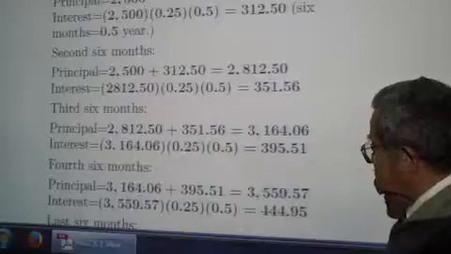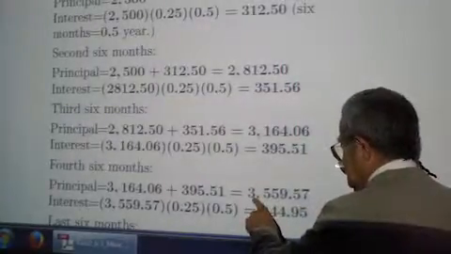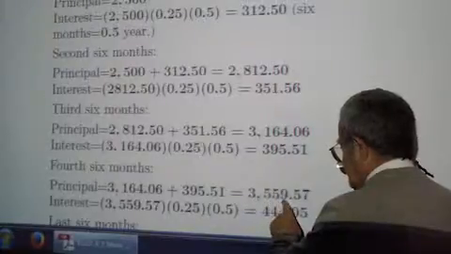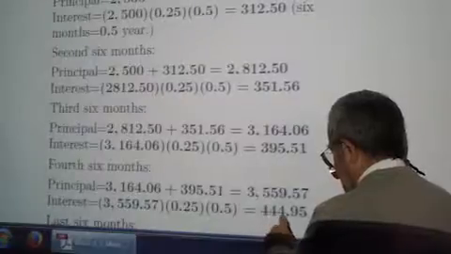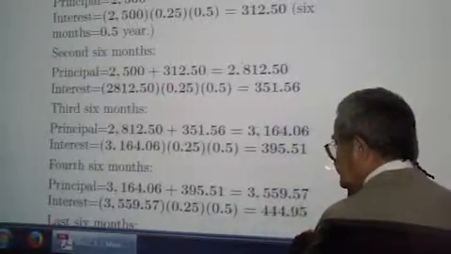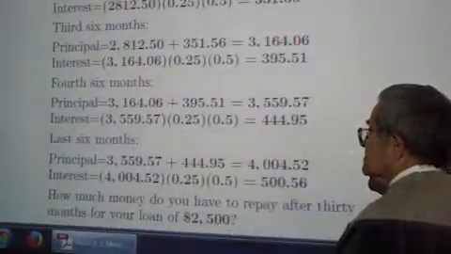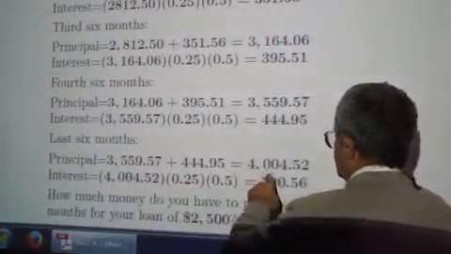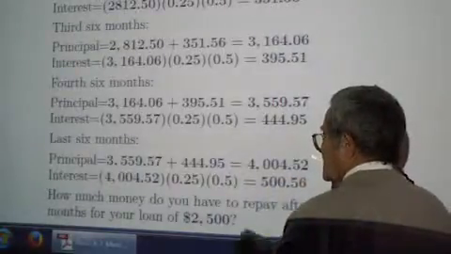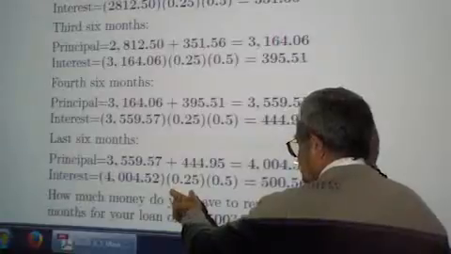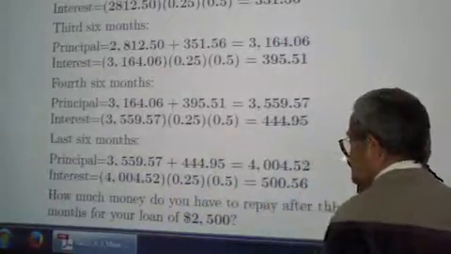So we are down to the last 6 months. The previous principal of $3,559.57 has $444.95 added to it. That's the principal at the beginning of the last 6 months. Here we go. That's 4,004.52. That number multiplied by 25%, multiplied by half a year, gives you $500.56.